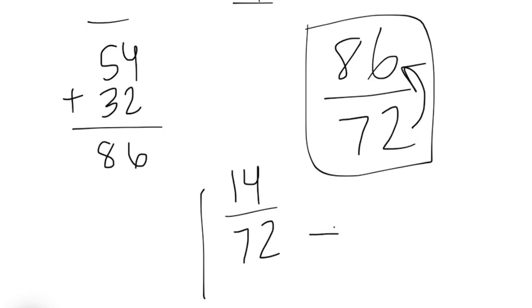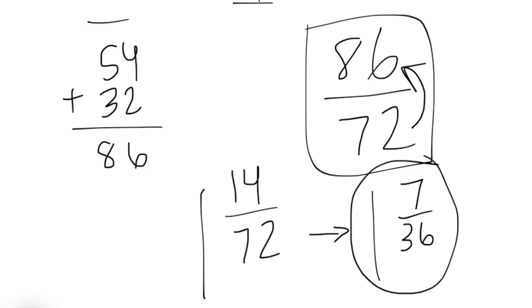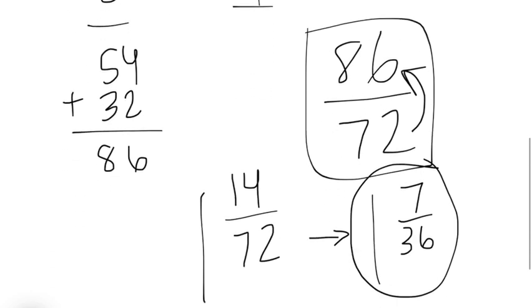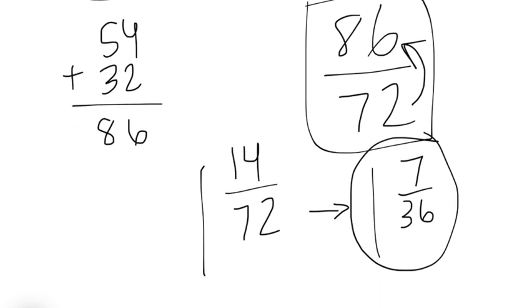Now I can reduce that as well. Remember, the 1 stays the same. I don't change the whole number. I could divide these down both by 2. 14 divided by 2, since they're even, is 7. And 72 divided by 2 is 36. And that right there would be my final answer. Because 7 is prime and does not land on 36, I leave it like that. So just to go back up and take a look here, 6/8 plus 4/9 equals 1 7/36.